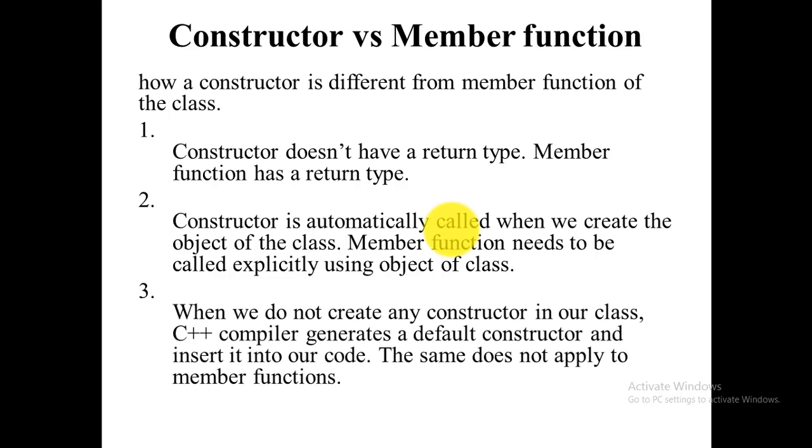Number 3, when we do not create any constructor in our class, then the C++ compiler generates a default constructor and inserts it in our code by default. Even the user doesn't know about it. The same doesn't apply to member functions. The compiler doesn't create any member function by default, while on the other hand, the compiler only creates the constructor by default for the user if the user never defines a constructor in the class.